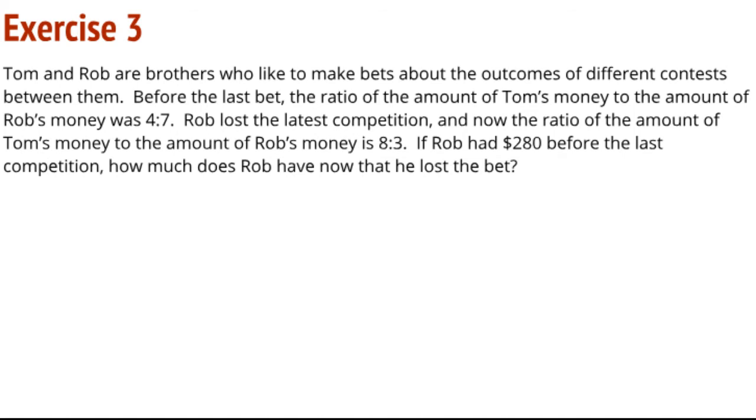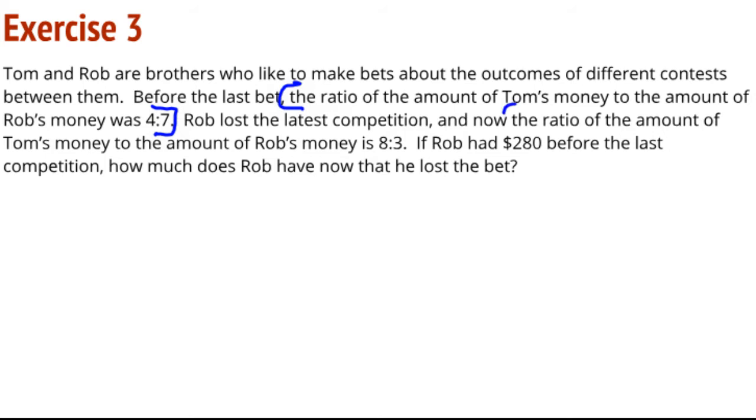All right, exercise 3. Tom and Rob are brothers who like to make bets about the outcomes of different contests between them. Before the last bet, the ratio of the amount of Tom's money to the amount of Rob's money was 4 to 7. Rob lost the latest competition, and now the ratio of the amount of Tom's money to the amount of Rob's money is 8 to 3.